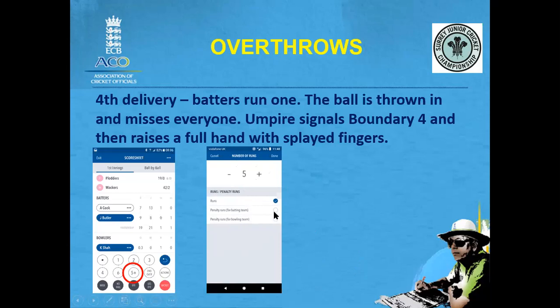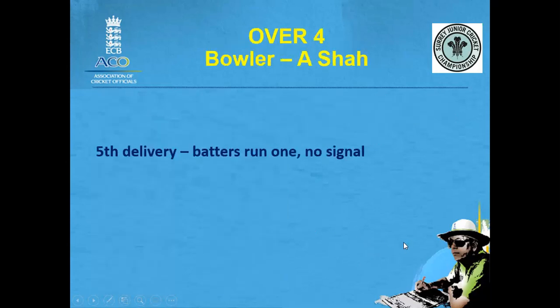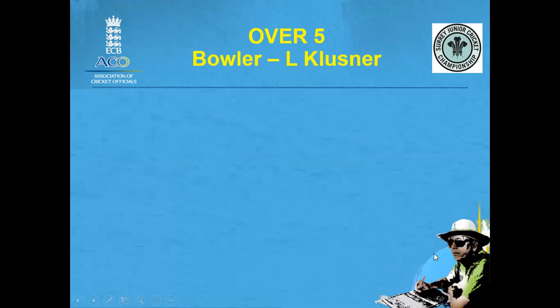Or if it was penalties, this is where we would enter penalties. So 5 penalties to the batting team or to the bowling team as appropriate. But in this case, we just need to click done because it's 5 runs. 5th delivery, batters run 1 and there's no signal. 6th delivery, the batters run 1 and there is no signal. So that's the end. The umpire signals over and we close that over off.